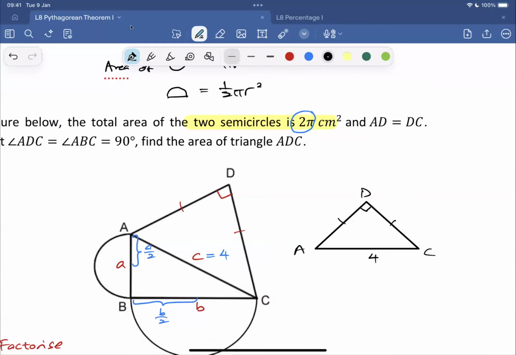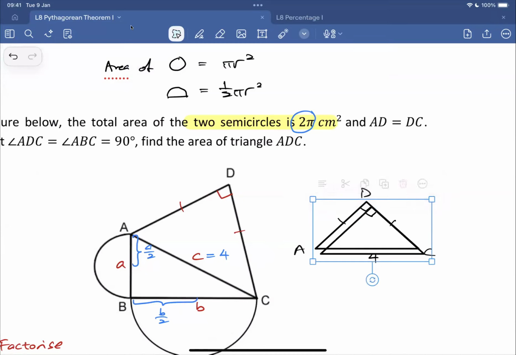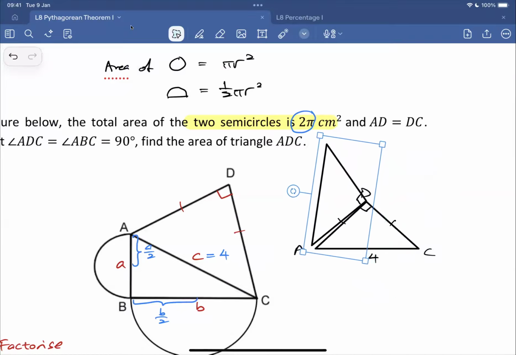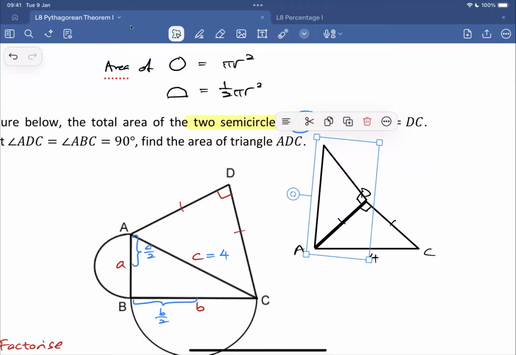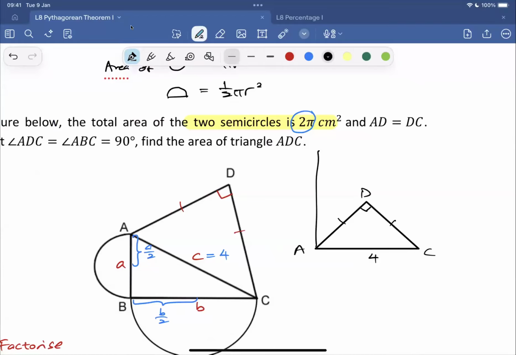Okay, so what if, hold on, what if I take 4 of these triangles and I join them together? What shape do you think I'm going to get, Reina? A square, is it? Yeah. You are absolutely correct.